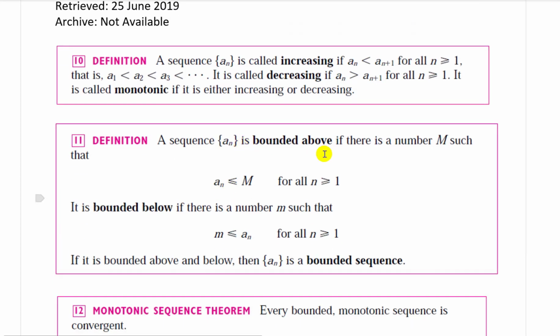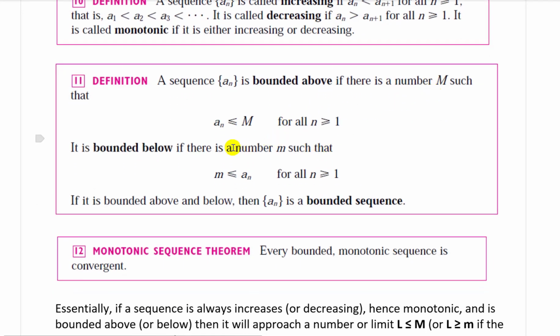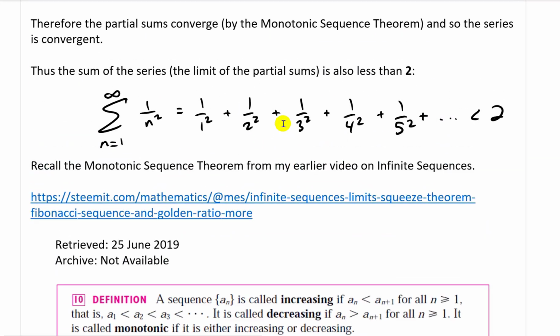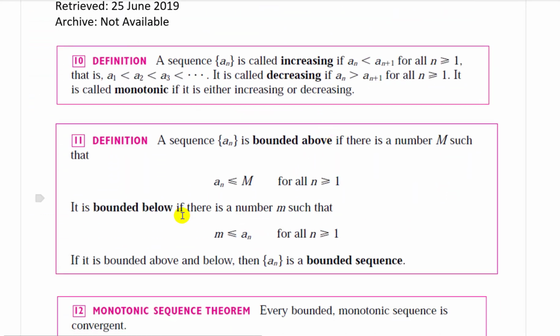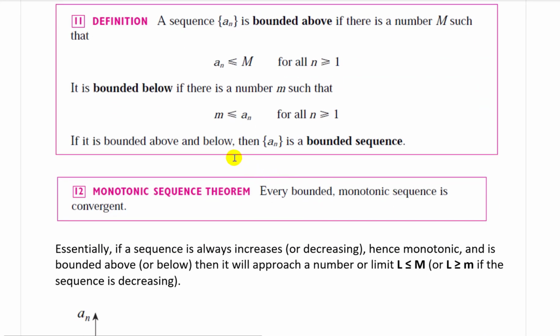A sequence an is bounded above if there is a number M such that an is less than M for all n greater than or equal to 1. And since the sequence is going to be less than 2, it's obviously bounded above. You can't keep going higher and higher. Likewise, it is bounded below if there's a number m such that an is greater than m for all n greater than or equal to 1. If it is bounded above and below, then an is a bounded sequence.